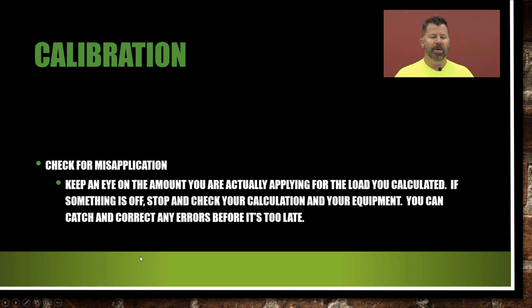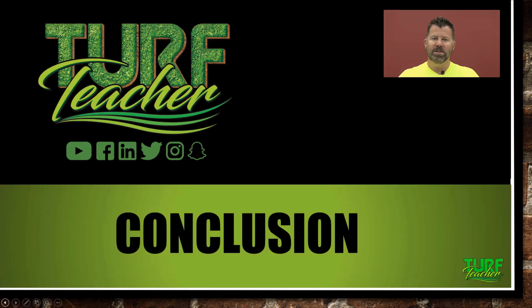Check for misapplication. Keep an eye on the amount you are actually applying for the load you calculated. If something is off, stop and check your calculation and your equipment. You can catch and correct any errors before it's too late. Guys, calibrate your stuff. Use water. Spend the necessary 30 minutes each morning to calibrate your bigger stuff. It's not even going to take you that long for smaller equipment. Do it. Save money. Be the steward of the land and do the right thing. Doing the right thing is always the right thing.